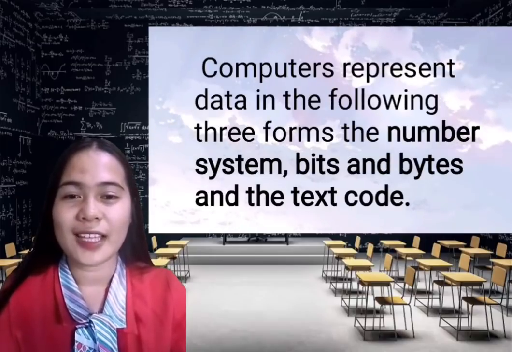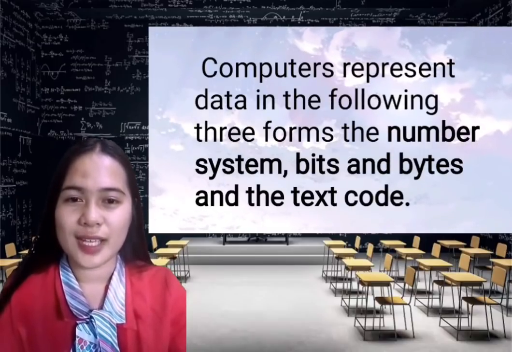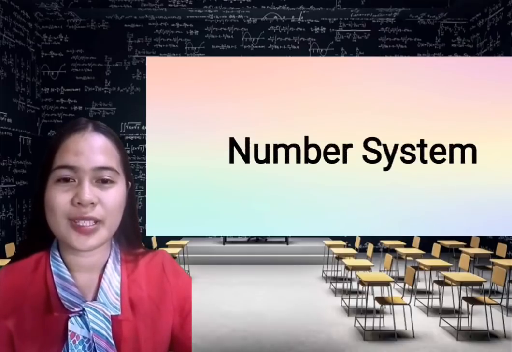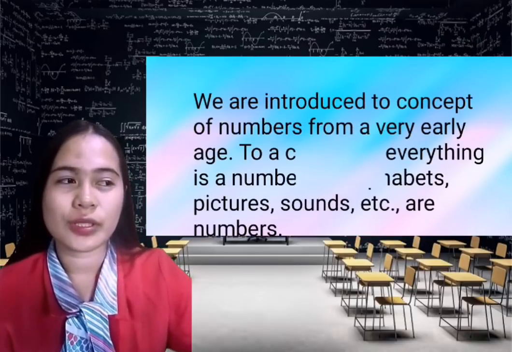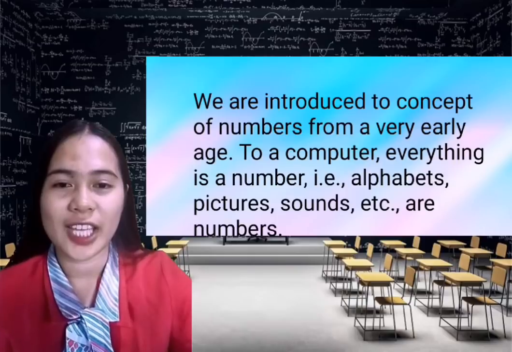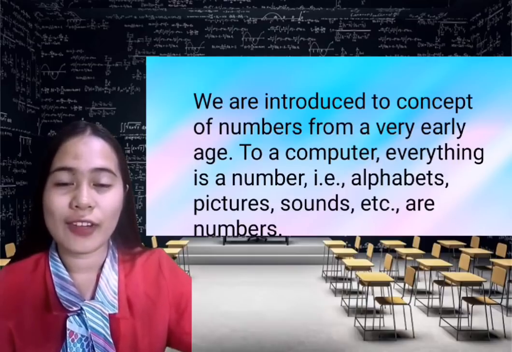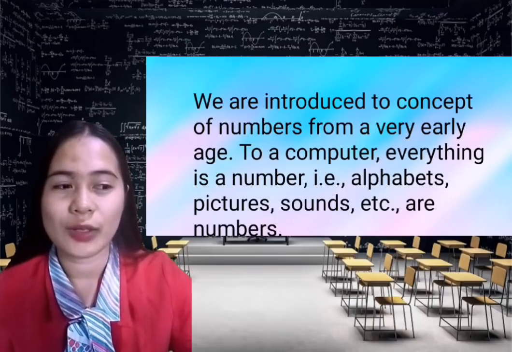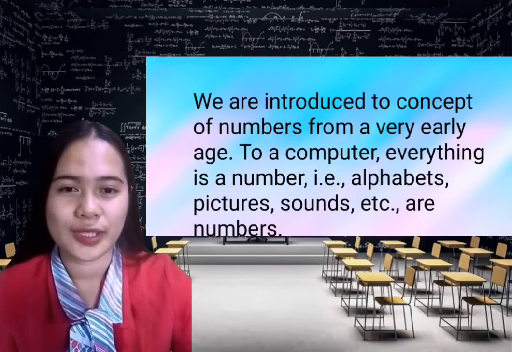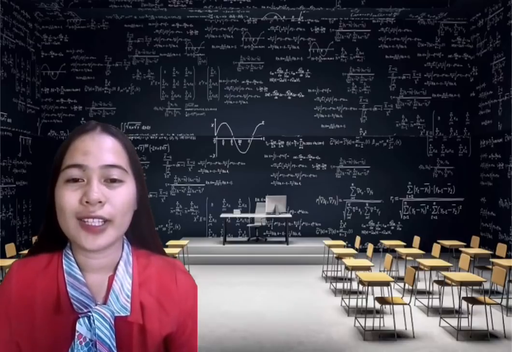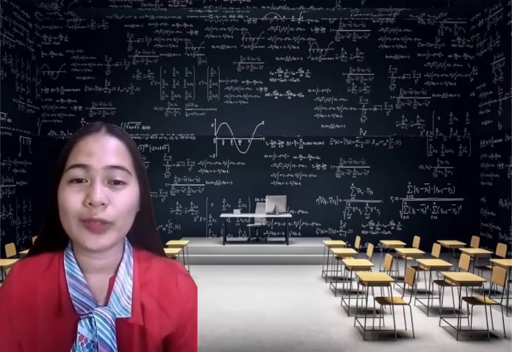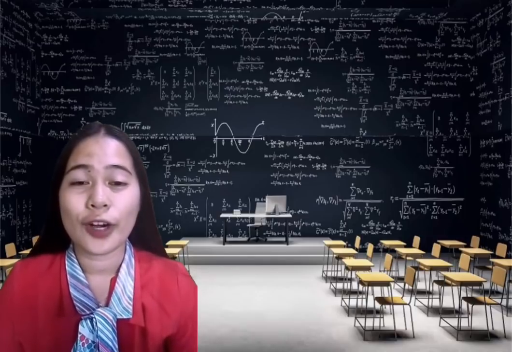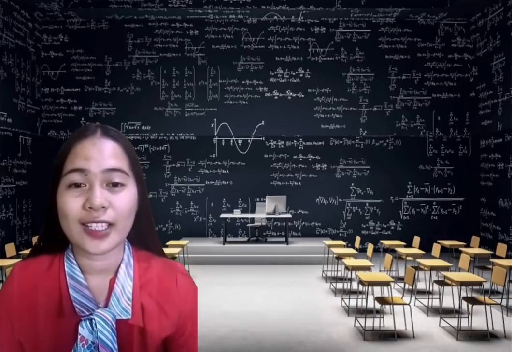Computer represent data in the following three forms: the number system, the bits and bytes, and the text code. We will first discuss what is number system. So we are introduced to concept of numbers from a very early age. To a computer, everything is a number. For example, alphabets, pictures, sounds, etc. are numbers. As what I have said earlier, all of the data that we will input in a computer will be converted into a machine language that consists of numbers for the computer to understand all of our data.